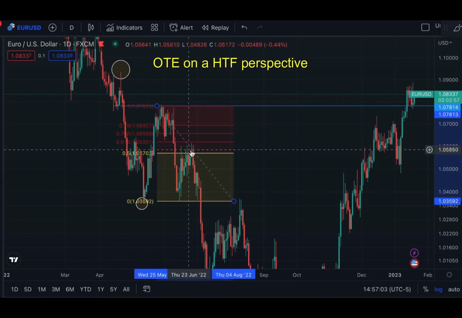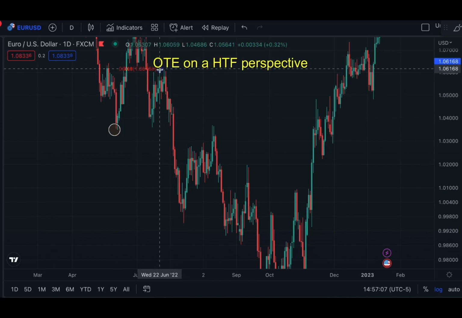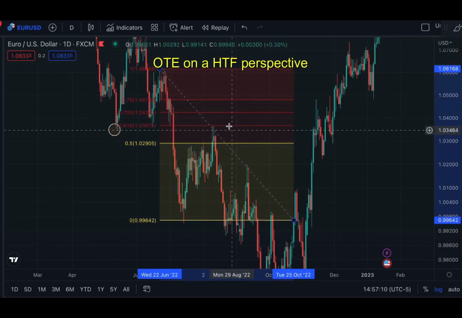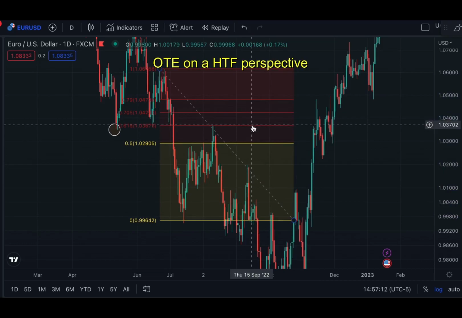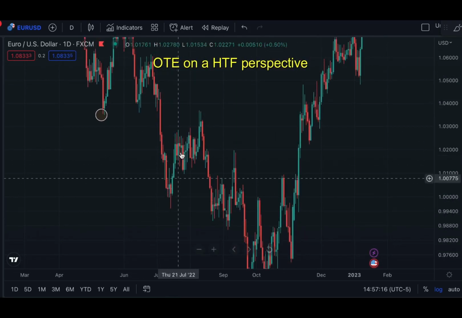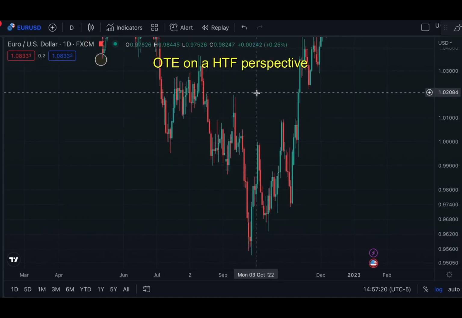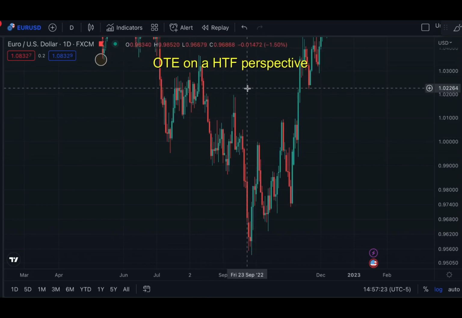Now, if we keep continuing, we got this high, this low, price expands to the downside, comes back, retraces to the 0.618 level. We got again, price expands, retraces to the 0.618 level. As you can see how price moves, price expands, retraces, price expands, retraces. The retracement usually goes to OTE levels between 0.618 and 0.79.